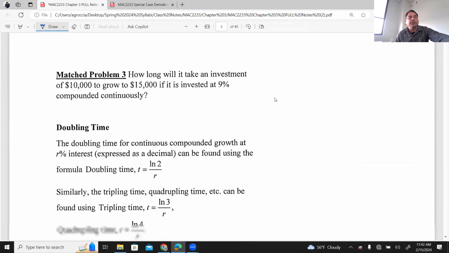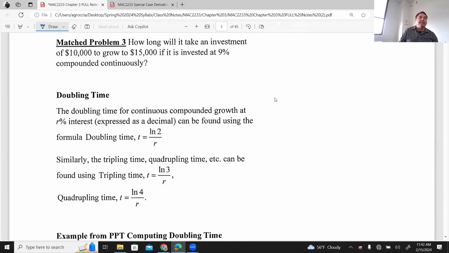There's some problems that you can kind of try. You may see a problem like this in your homework. So that's why I want to point it out: if you're trying to find doubling time or tripling time, there is a formula for that. If you want to find out doubling time, it's the ln of 2 for doubling, divided by the rate. If you want to find out when it will triple, that's the ln of 3 divided by the rate equals the time. And if you want to find out when it quadruples, you do the ln of 4, quadrupling, divided by the rate, and that gives you the time. These are just problems that could come up. That's the formula to do it.